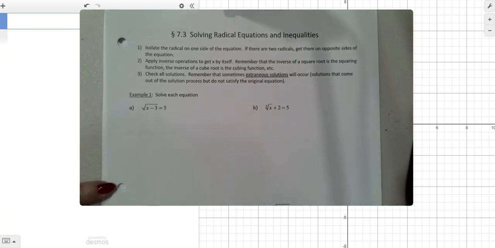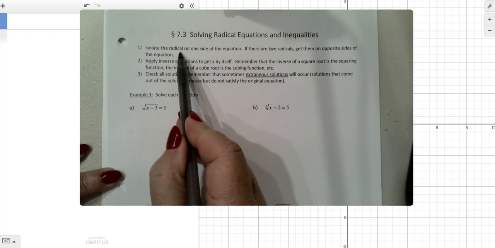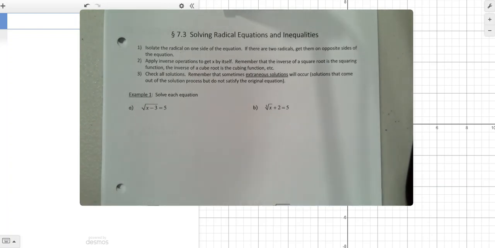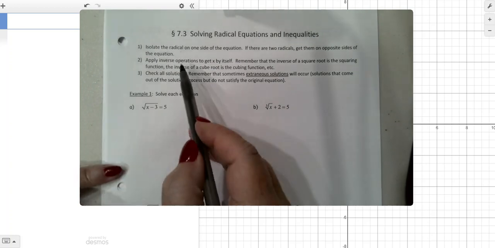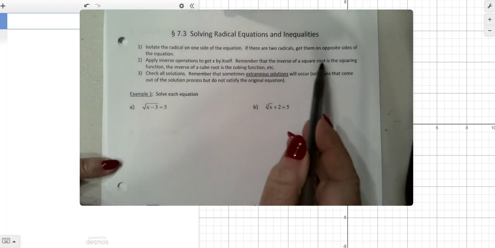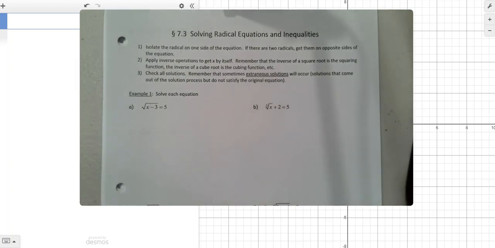In section 7.3, we're going to talk about solving both equations and inequalities that contain radicals. And the basic technique is you want to isolate, or get by itself, the radical on one side of your equation. If there happen to be two radicals, separate them, get them on opposite sides, and then apply an inverse operation. The inverse of a square root would be squaring, the inverse of a cubed root would be cubing, and so on.